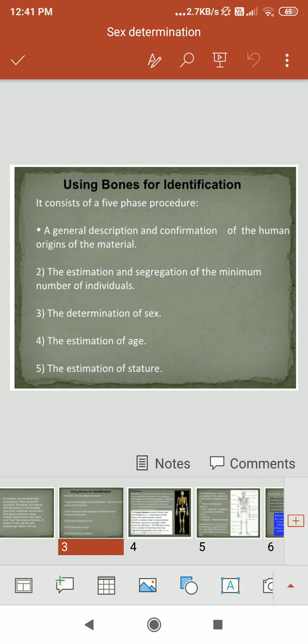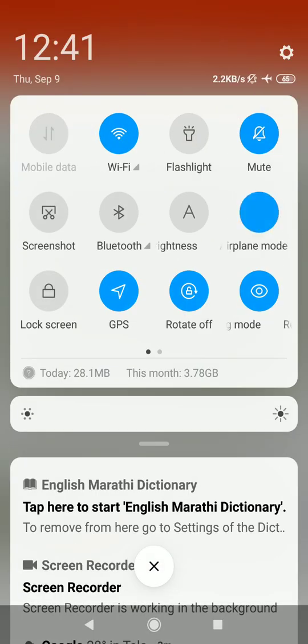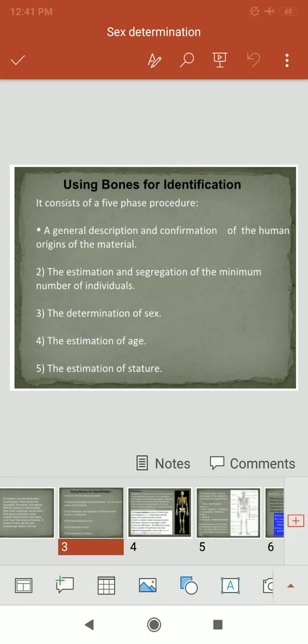Using bones for identification, in general, involves description and confirmation of the human origins of the material, the estimation and segregation of the minimum number of individuals, the determination of sex, the estimation of age, and the estimation of stature.